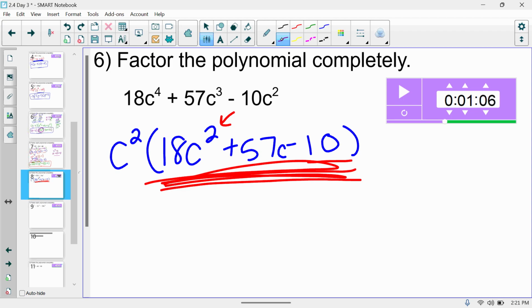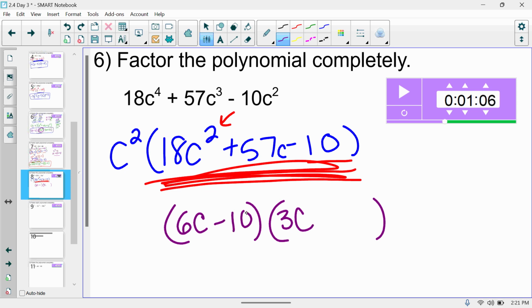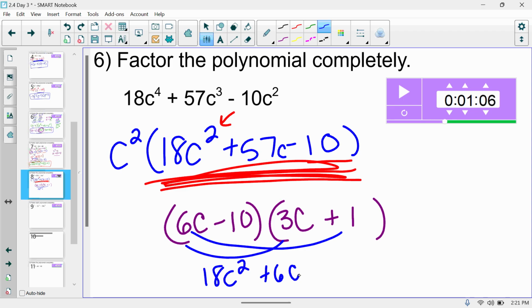All right, so again, it doesn't matter whether you start with 18 times 1, 9 times 2, 6 times 3. But let's say maybe we try this combination. Again, you just have to FOIL it out and see if it works. 6 times 3, 18, and then c times c is c squared. Outer, 6 times 1 is 6, but inner, negative 10 times 3 is negative 30. 6 minus 30 is negative 24. So already you know that's not going to work because it's supposed to add up to 57.